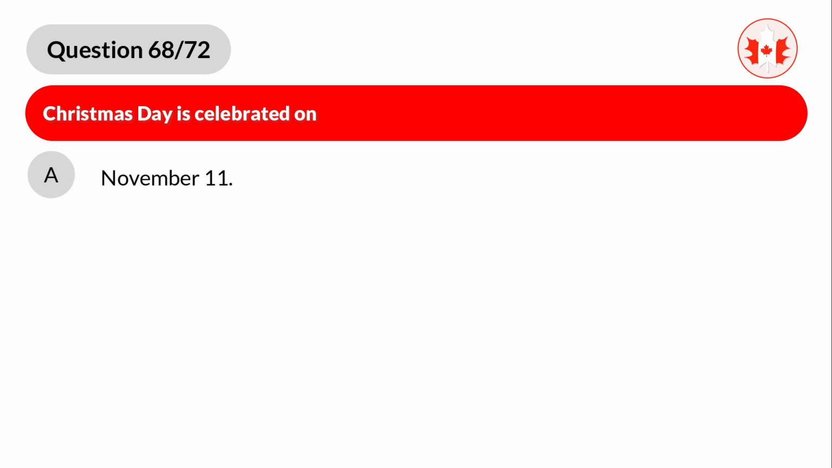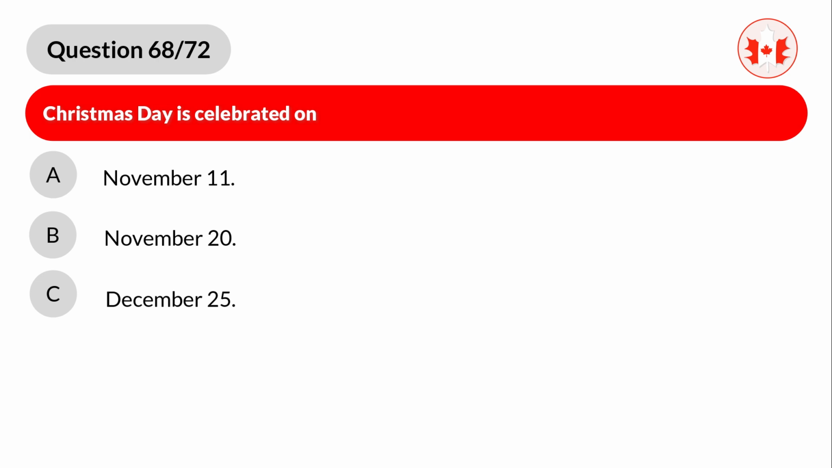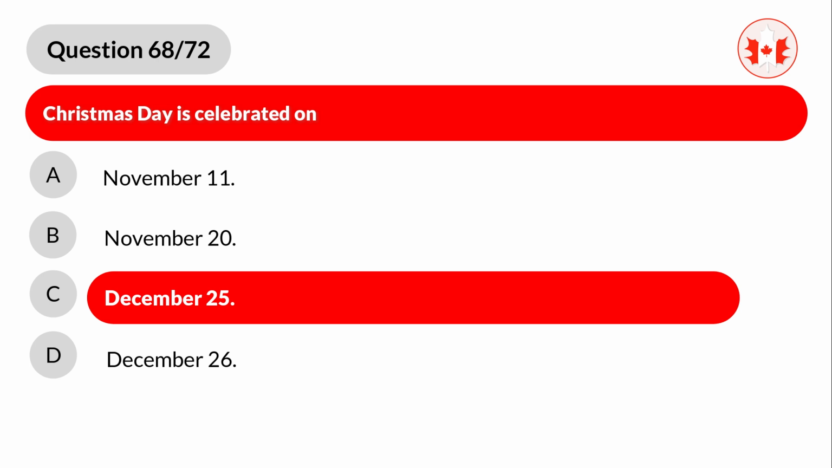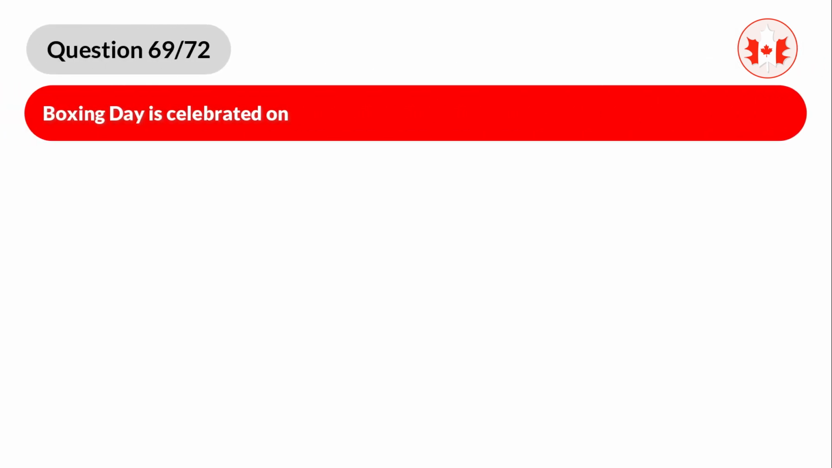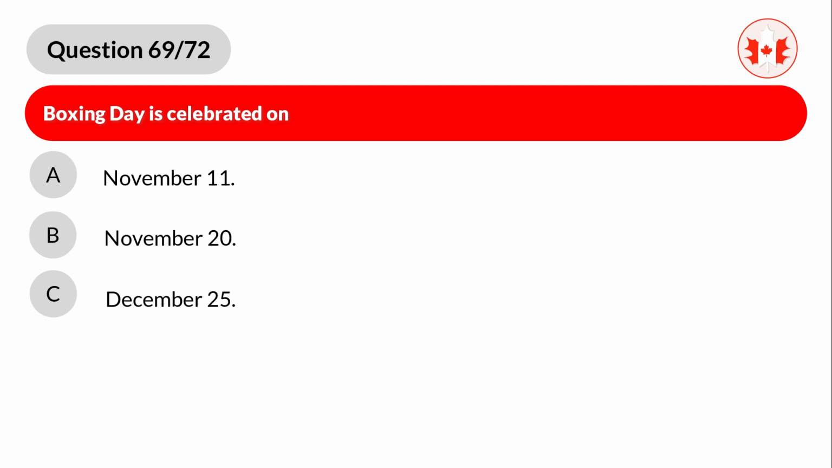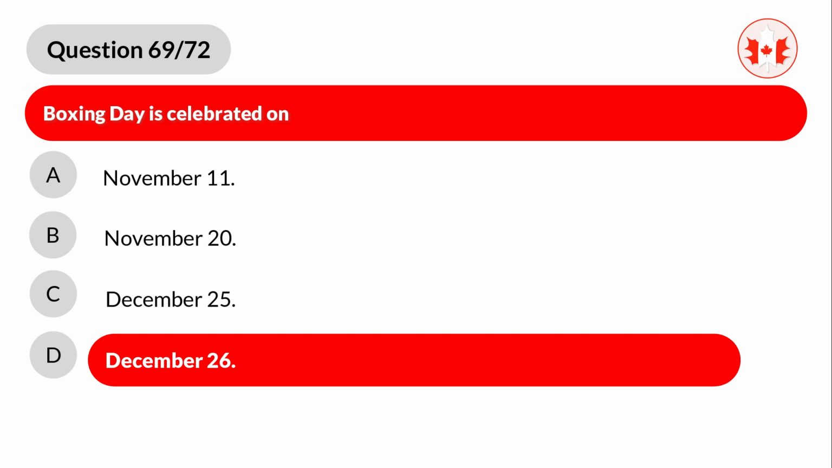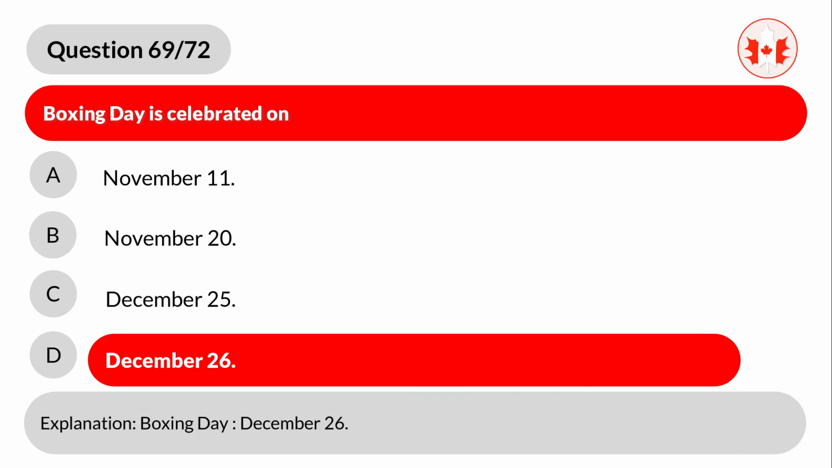Question 68. Christmas Day is celebrated on A. November 11th. B. November 20th. C. December 25th. D. December 26th. The correct answer is C. December 25th. Explanation: Christmas Day, December 25th. Question 69. Boxing Day is celebrated on A. November 11th. B. November 20th. C. December 25th. D. December 26th. The correct answer is D. December 26th. Explanation: Boxing Day, December 26th.